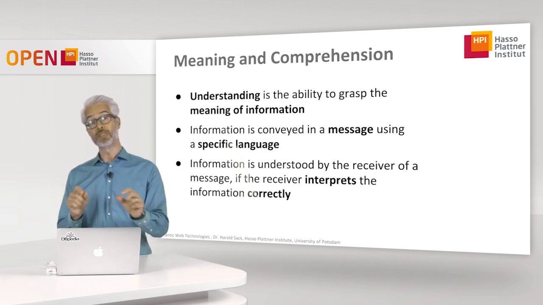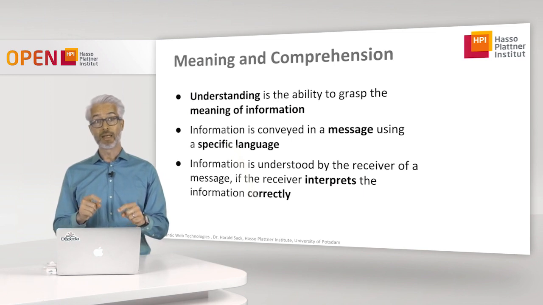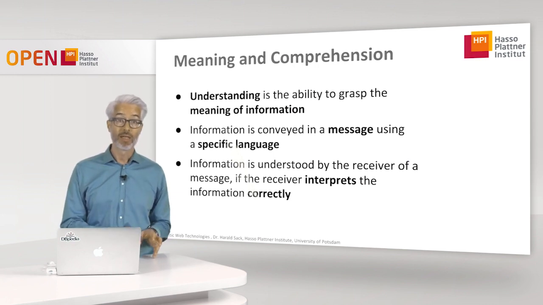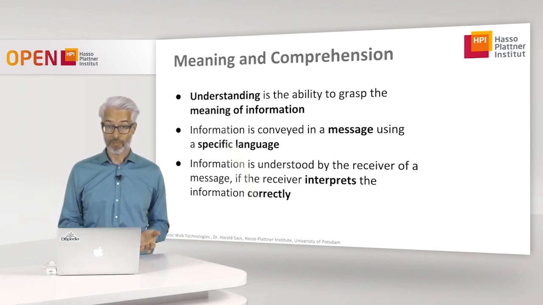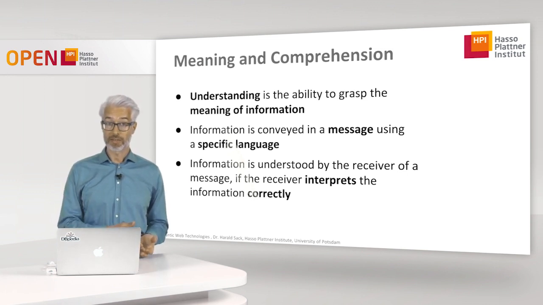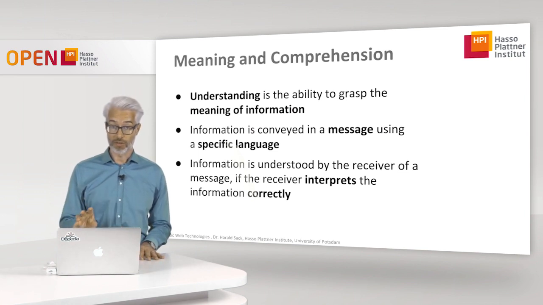So the receiver reads the content and has to understand the meaning, which means he has to interpret all the signs, the characters of the message, in a correct way. If the interpretation is wrong, the receiver does not understand the message. So this is the basic concept here. Understanding means correct interpretation of information content.